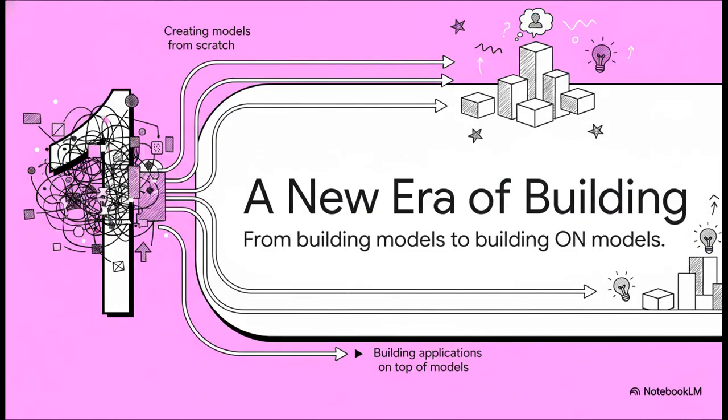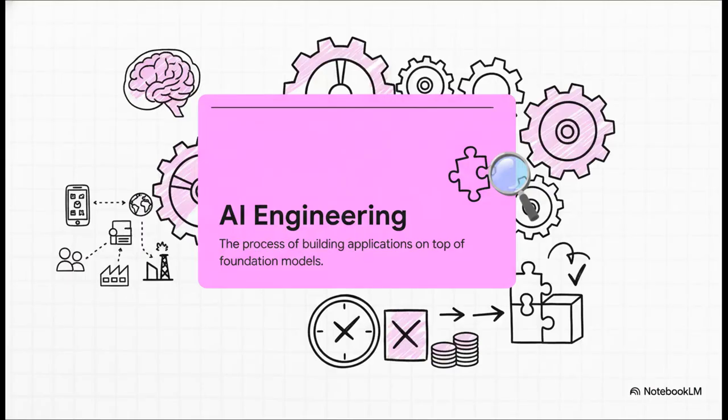So what is this new paradigm really all about? Well, it's a huge shift in how we think. We've moved away from the super difficult task of building models from the ground up to the much more creative and accessible job of building amazing applications on top of them. And this right here is the core idea of AI engineering. Instead of burning months of time and millions of dollars training a model, AI engineering is really the art and science of taking these powerful pre-existing models and adapting them for your specific use case. It's faster, it's cheaper, and honestly, it's opened the floodgates for a whole new wave of innovation.